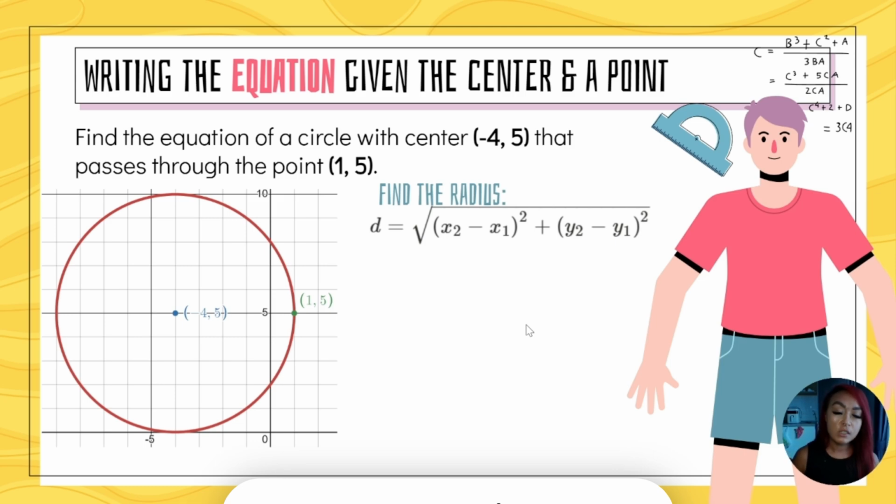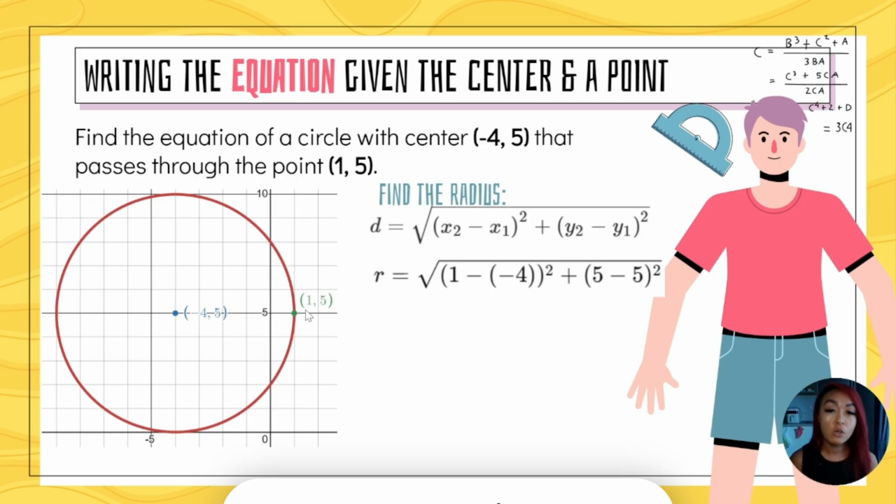So we'll use the distance formula, substituting in, right? I just used the point (1, 5) as our x1, y1, and (-4, 5) as our x2, y2. So substituting into the formula, we get that the radius is 5.